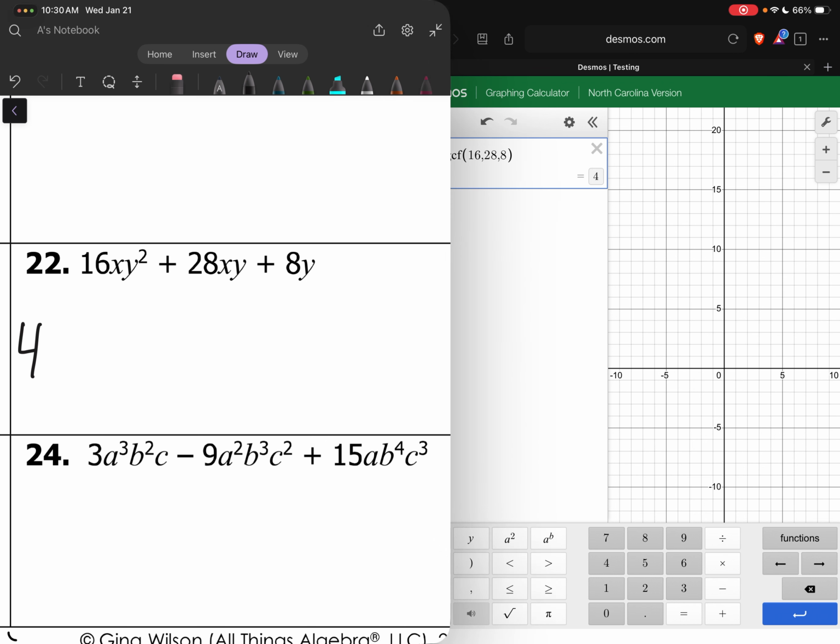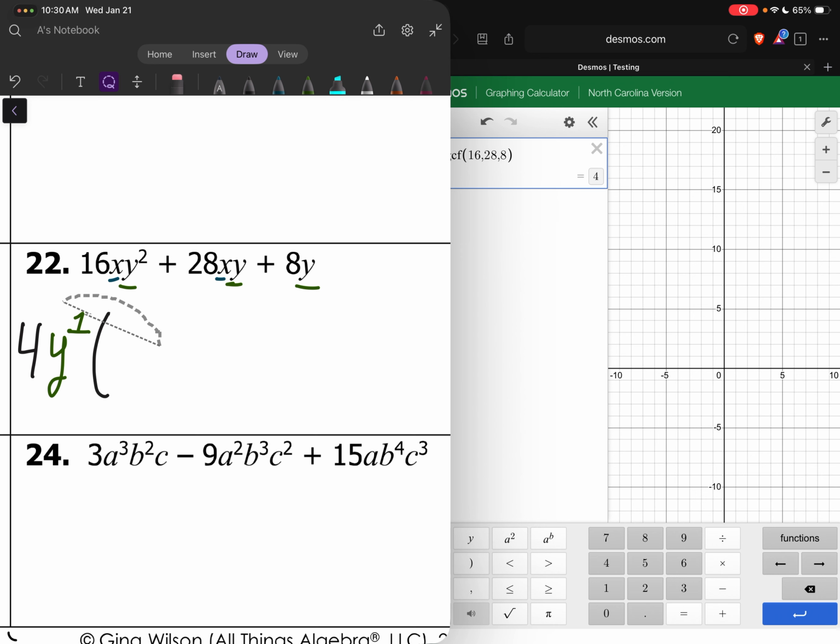Now I'm going to look at my variables. I have an x in 2 out of 3 terms, so I can do nothing with x. I have a y in all 3 terms. The lowest power is 1, so I'm going to pull out 1y. Again, that to the first power is not necessary, but it might help you see it.